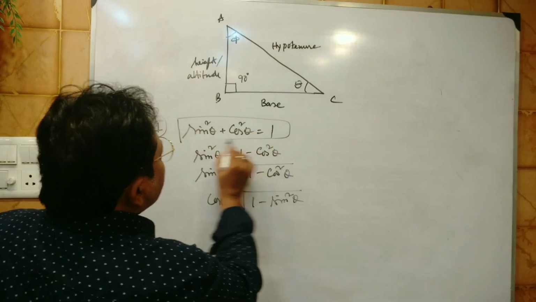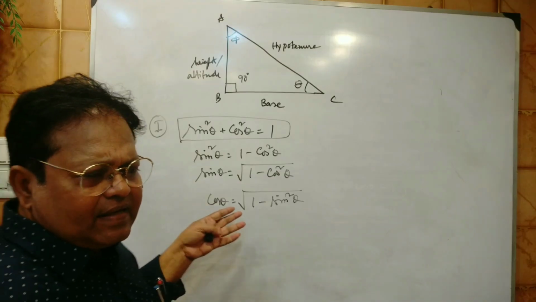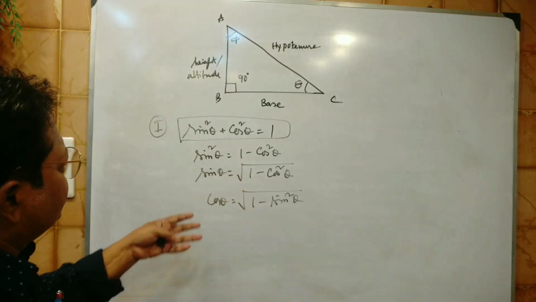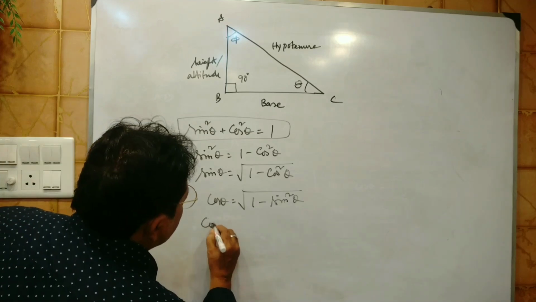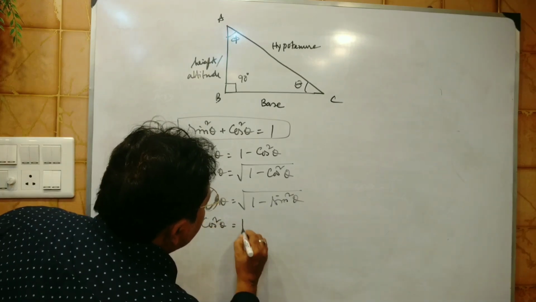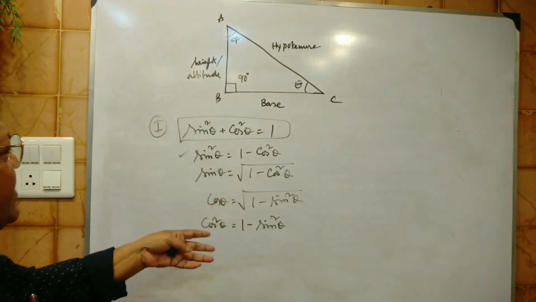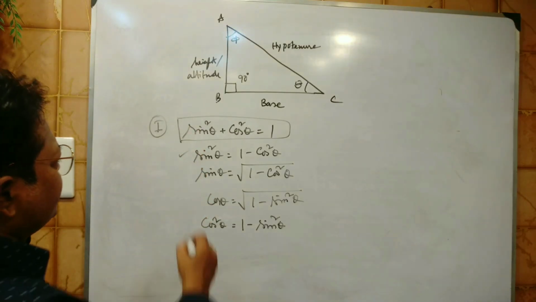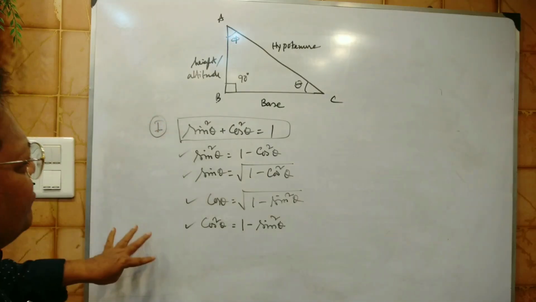So I can get all of these derived from this main equation. From this main equation I will get all these related terms, that is sin theta, sin square theta, and also cos square theta is equal to 1 minus sin square theta. All these things can be derived from it. This is number one.